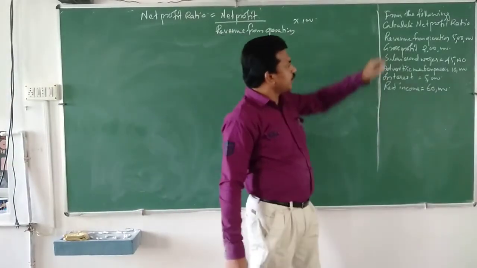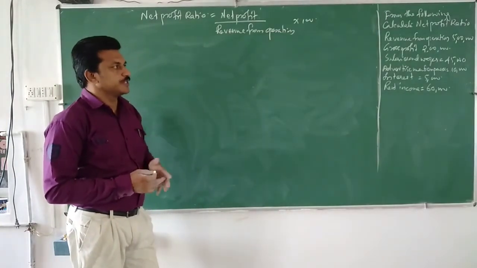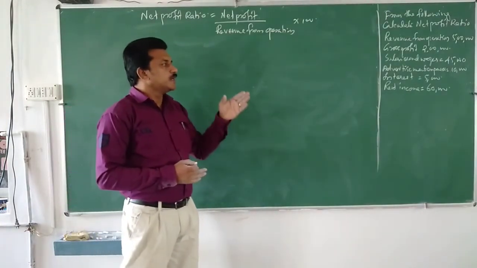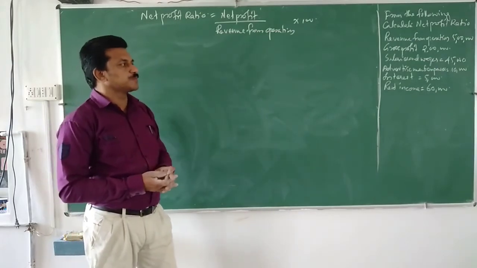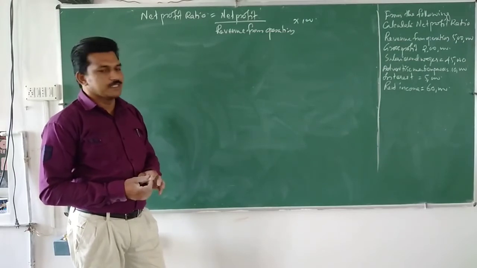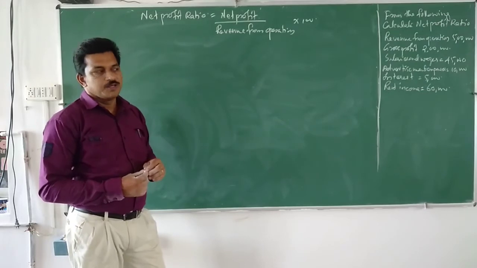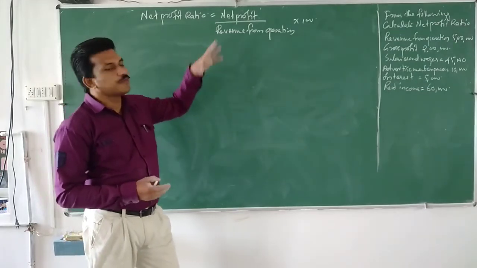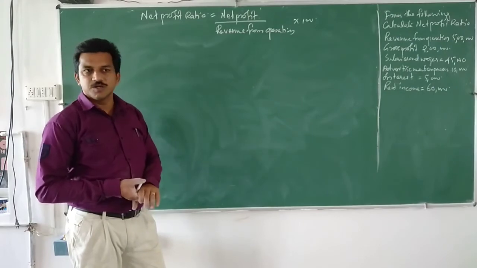From the following information, calculate net profit ratio. Revenue from operation is given, gross profit is given, sales, salaries and wages is given, advertisement expenses is given, then interest and rent. Rent is income here. What we have to calculate? Net profit ratio we have to calculate: net profit divided by revenue from operation into 100.